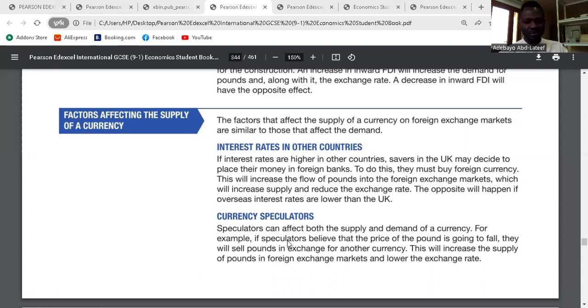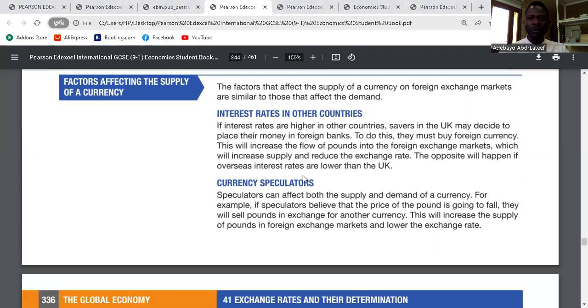One, the interest rate. Let's say if interest rates are higher in other countries, savers in the UK may decide to place their money in foreign banks. To do this, they must buy foreign currency. This will increase the flow of pounds into the foreign exchange market, which will increase supply and reduce the exchange rate. The opposite will happen if overseas interest rates are lower than the UK.